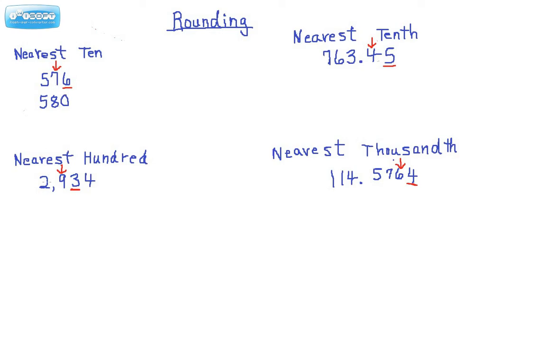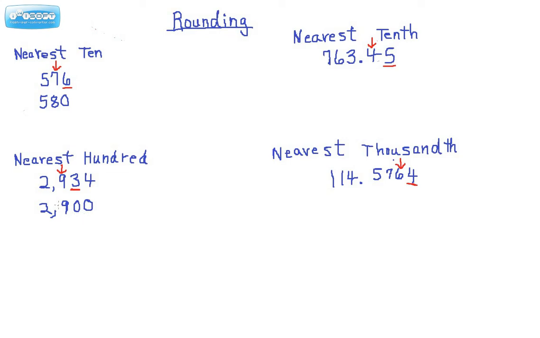Below that, we have 2,934, and we want to round that to the nearest hundred. So the 9 is in the hundreds place, and we look at the number to the right of that, and we see that this number is less than 4, and so that means that this number will not change. So we would leave this at 2,900. So once we determine whether to add 1 or leave it the same, we replace with zeros.